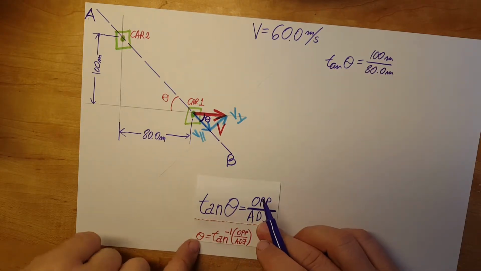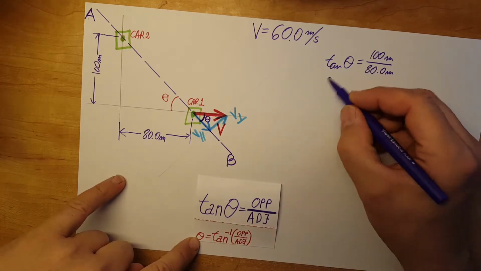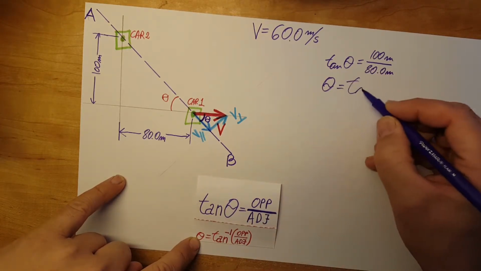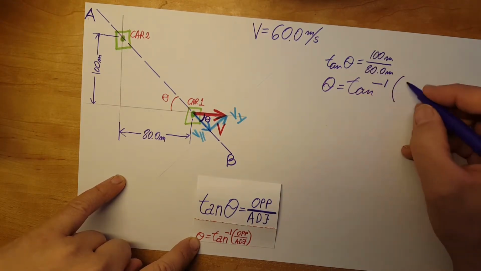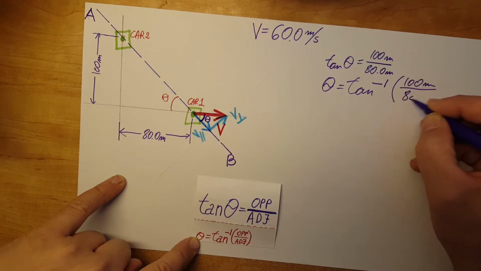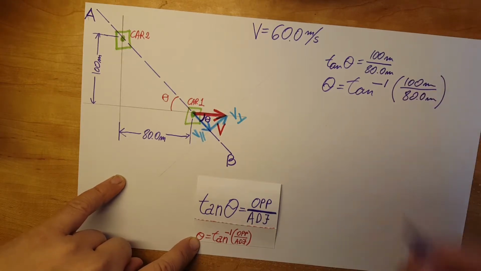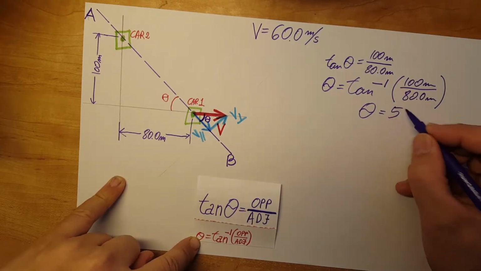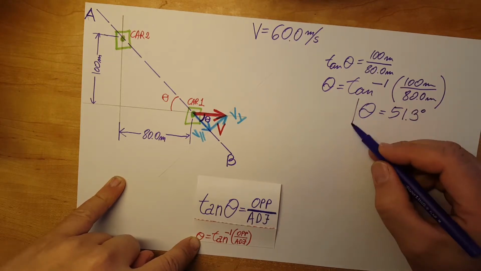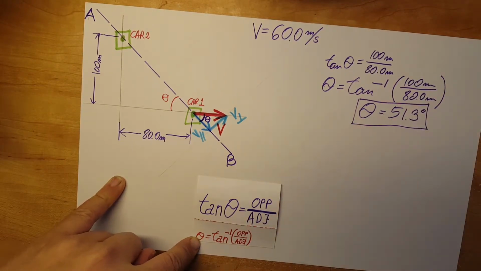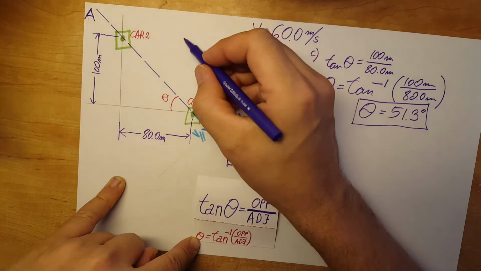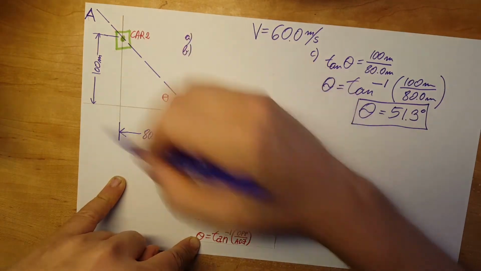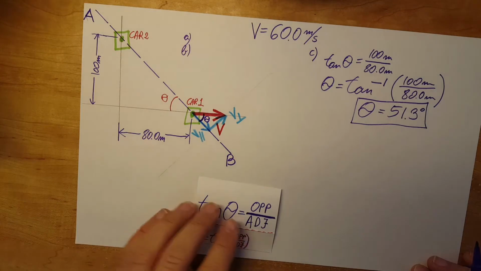Now we are interested in finding theta itself, so therefore theta equals tangent inverse of this whole thing, 100 meters over 80 meters, and from here we can get the value of theta, which is 51.3 degrees. There you go, we found our theta. This was part C. Part A and B were just marking it on the graph or on the figure.